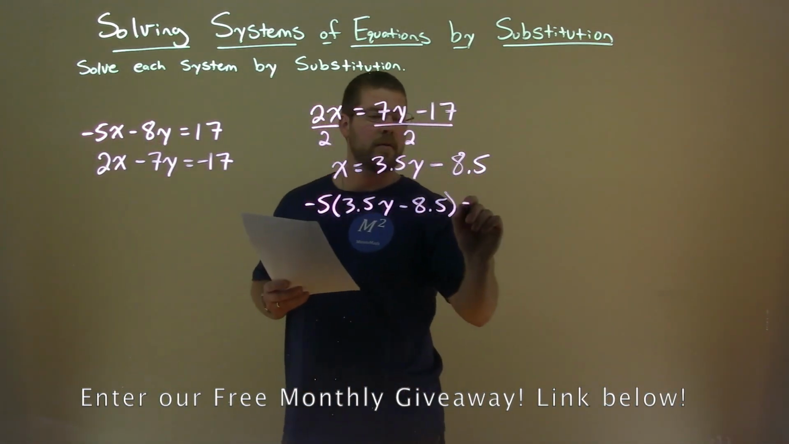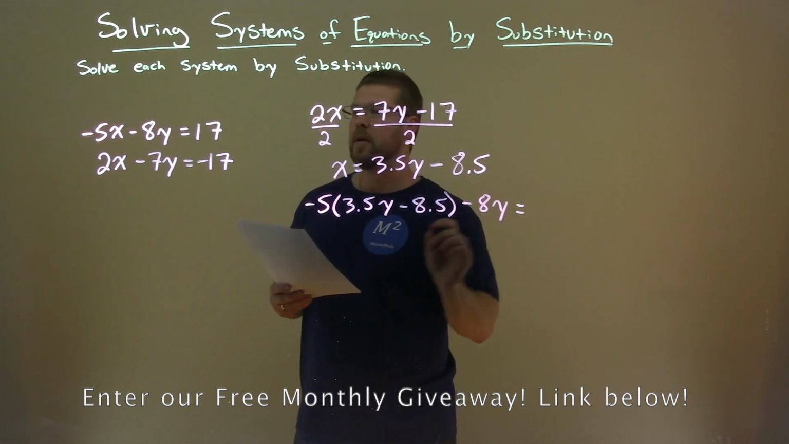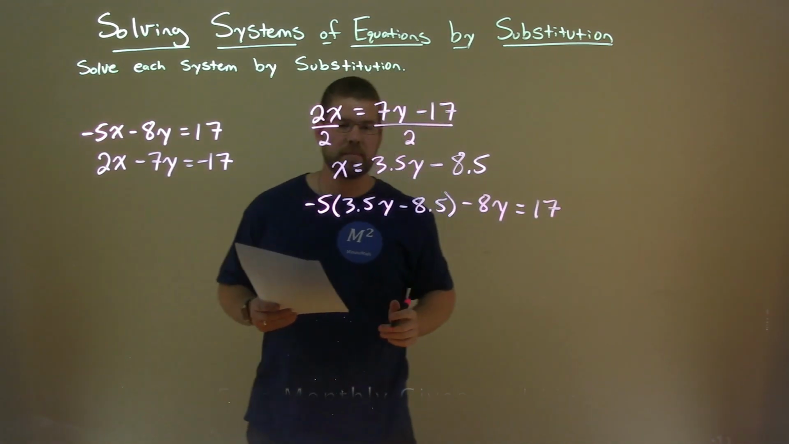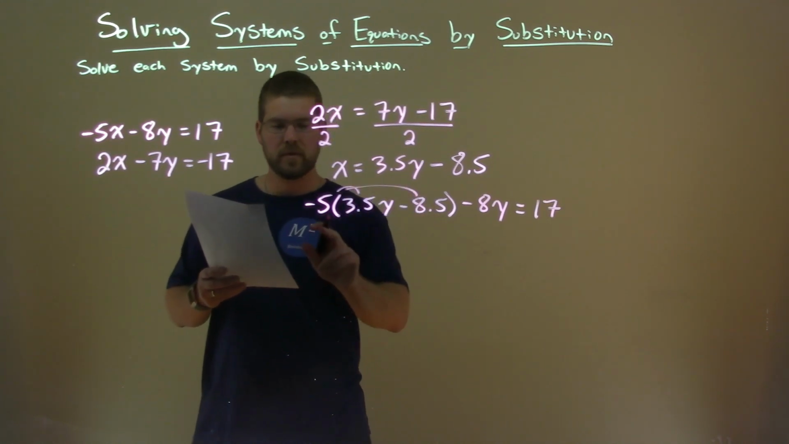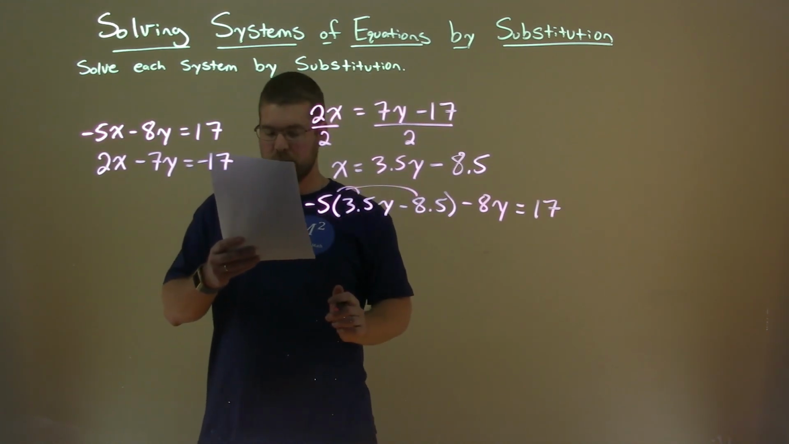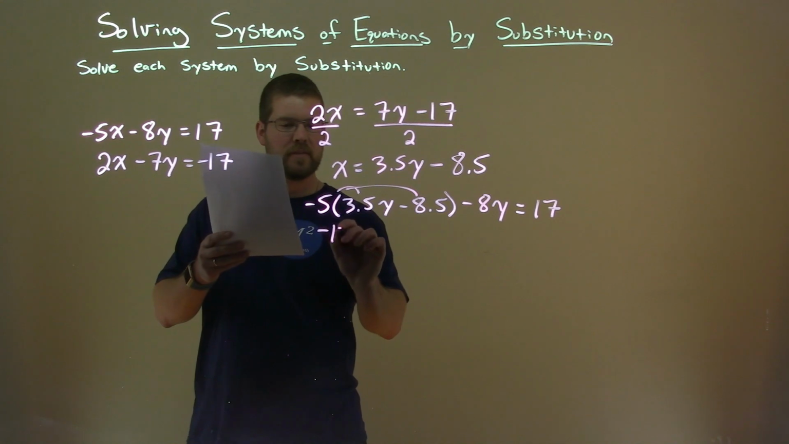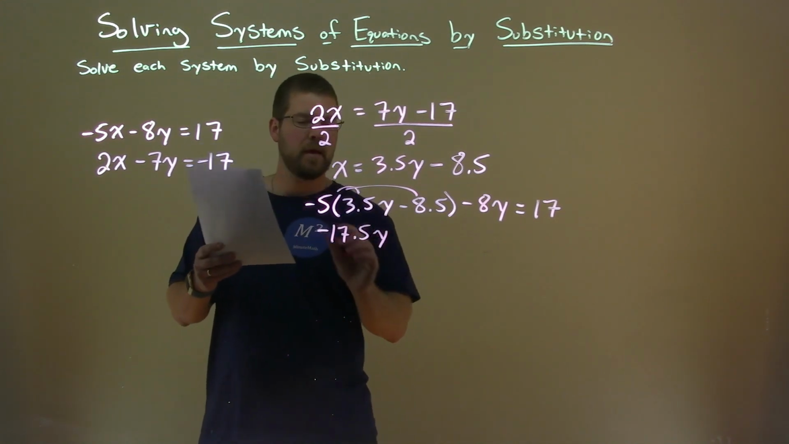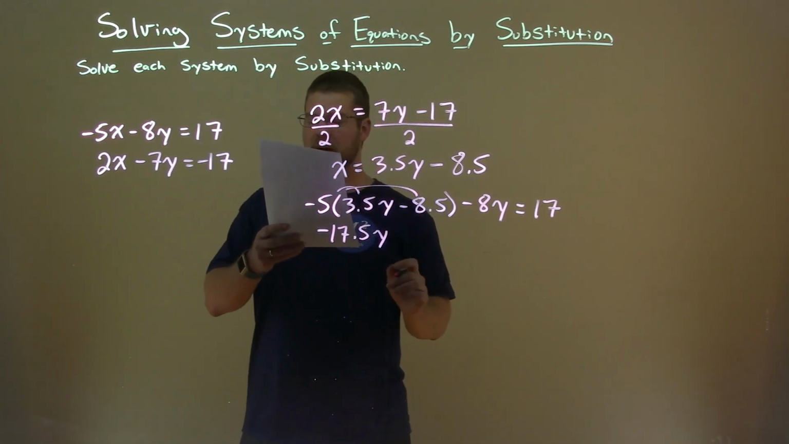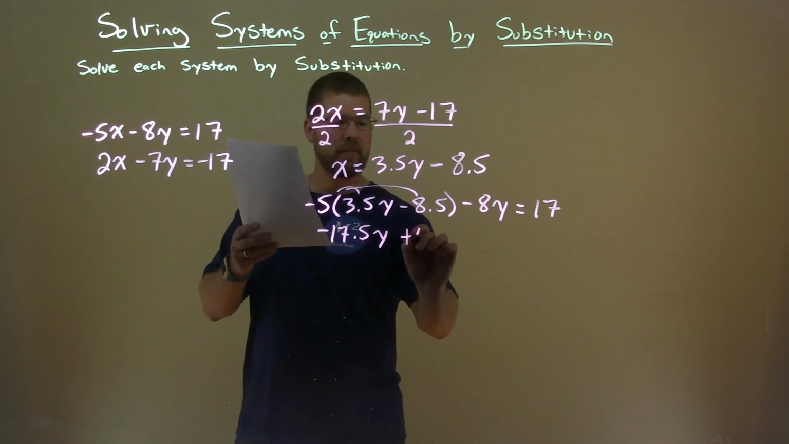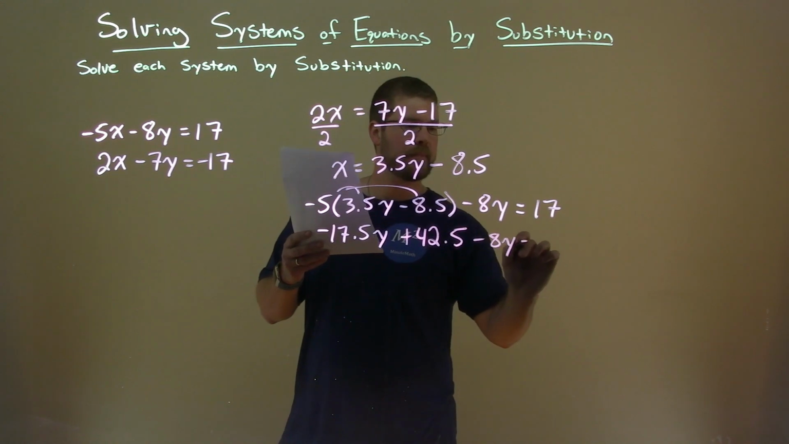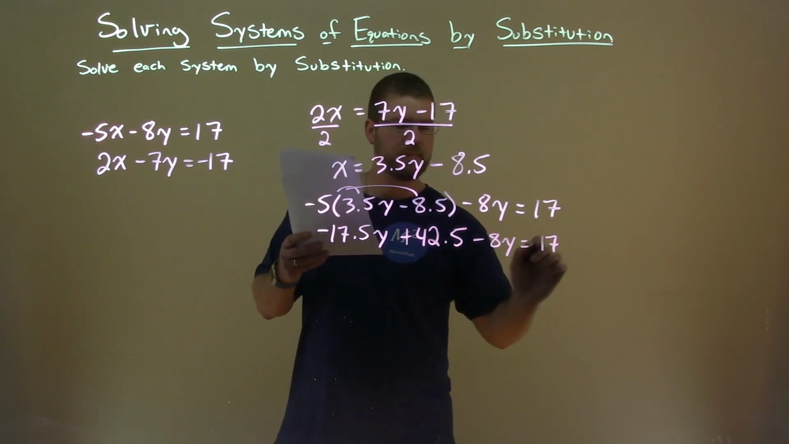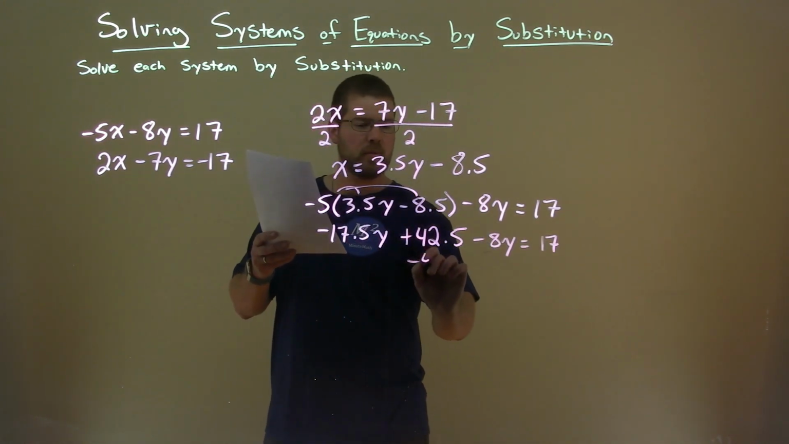Minus 8y equals 17. So again, we're solving for y. Distribute negative 5 to both parts. Negative 5 times 3.5 is negative 17.5. Keep the y. Negative 5 times negative 8.5 is positive 42.5. Minus 8y equals 17. I'm going to subtract 42.5 from both sides.